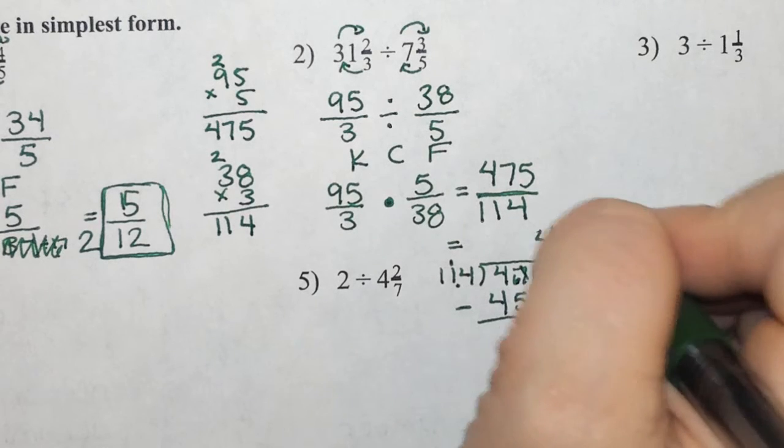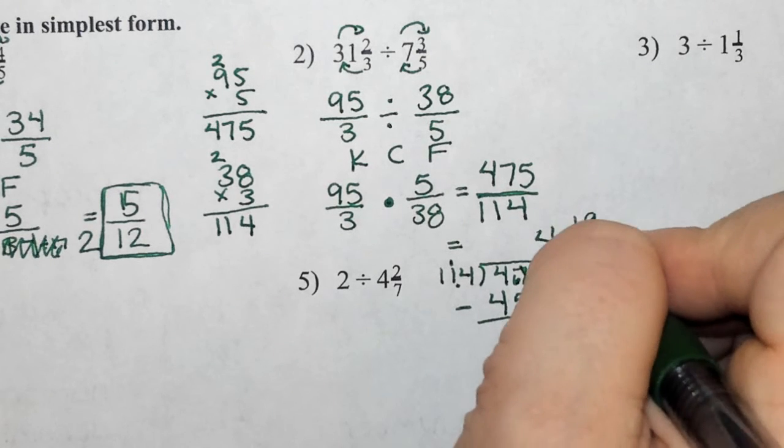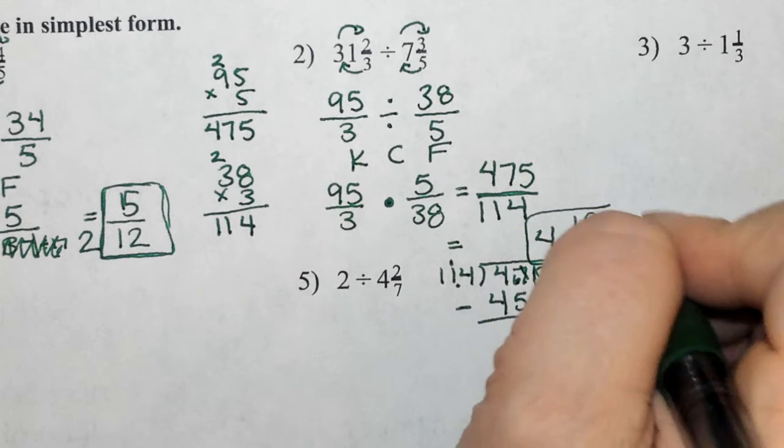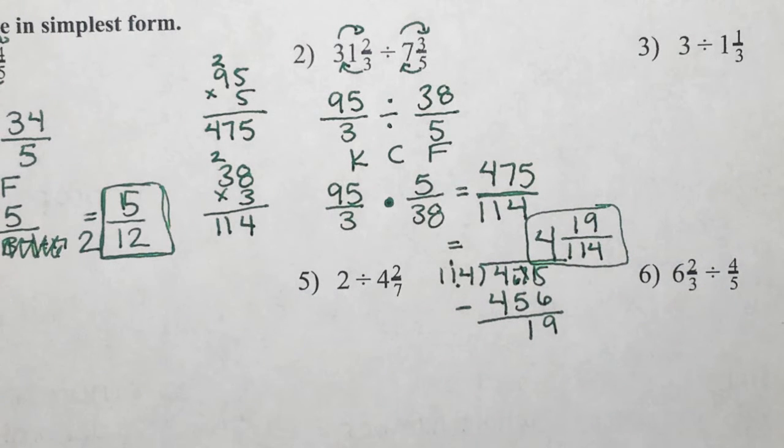19 left over, so I'm going to put 19 on top and 114 on the bottom, as crazy as it looks. Oh, okay, what did I do wrong?